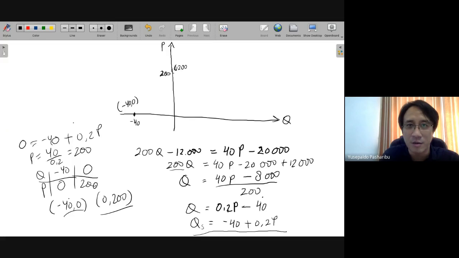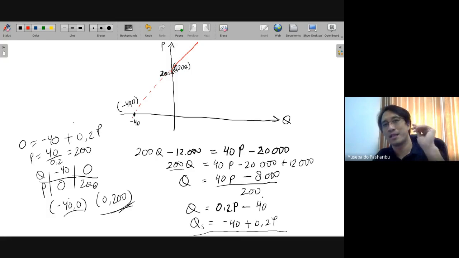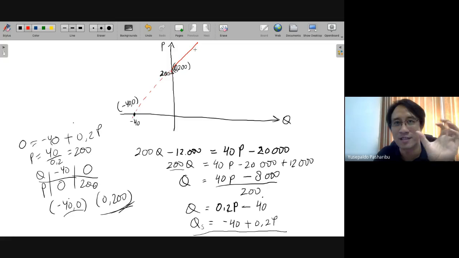Sorry, 0, 200. This is the coordinate, and then just make a line. Now, this is how you draw in the negative part. So the line must be not straight, but it does like this, and then start from 200. Then this is the way you create the line.